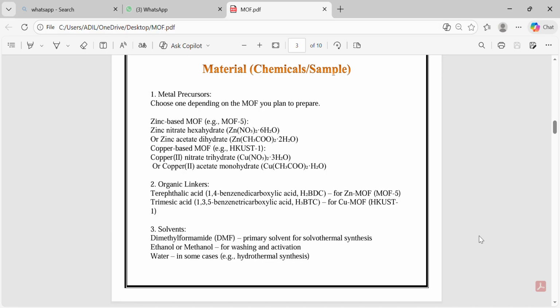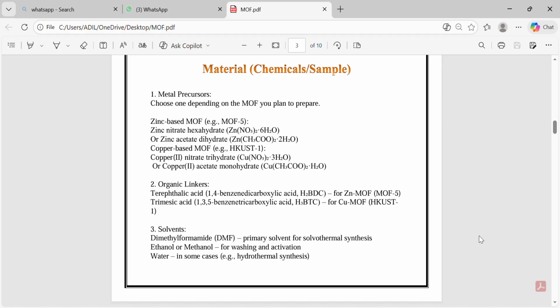The first one is the metal precursors. These are the metal sources you pick depending on which MOF you want to make. Zinc-based MOFs use zinc nitrate hexahydrate or zinc acetate dihydrate, and copper-based MOFs use copper nitrate trihydrate or copper acetate monohydrate.